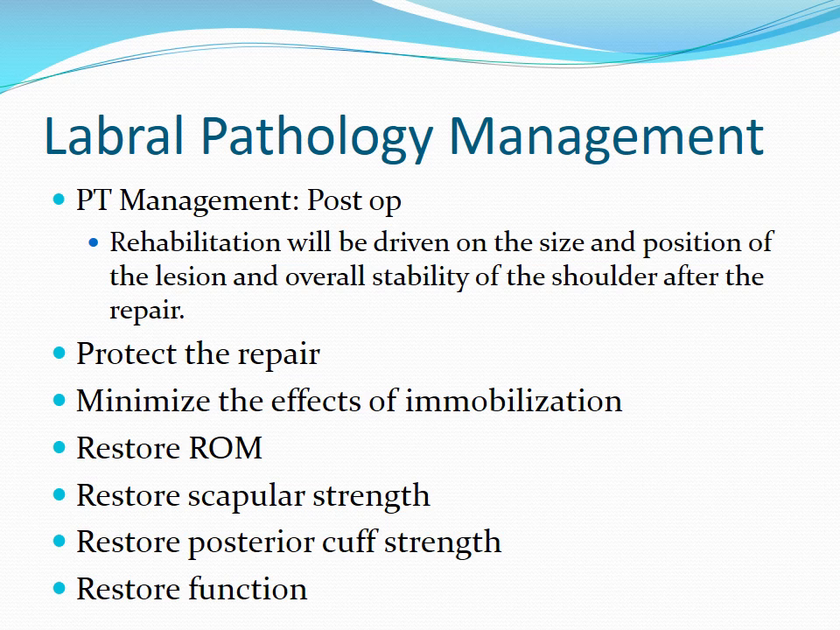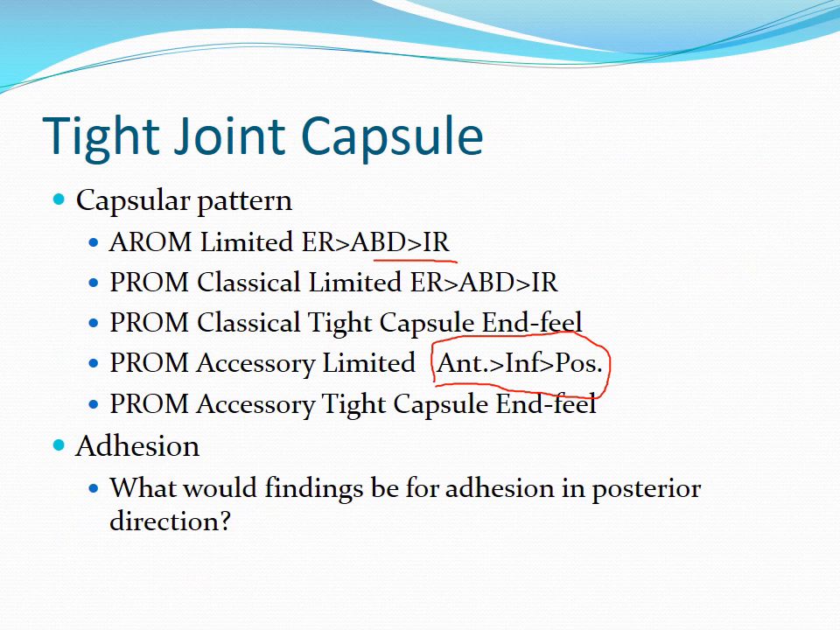Restore scapular strength. Restore posterior cuff strength. Remember that external rotation strength, the strength of the posterior rotator cuff, meaning infraspinatus, supraspinatus, teres minor, is really going to help seat the humeral head in the glenoid, and that's going to add a lot of the stability for these patients. So they have to have good external rotation strength via strengthening their posterior cuff muscles. And then don't forget, you always got to keep in mind function. What is their goal? What are the roles they need to do for work? So on and so forth.